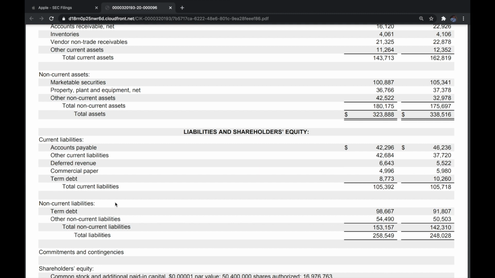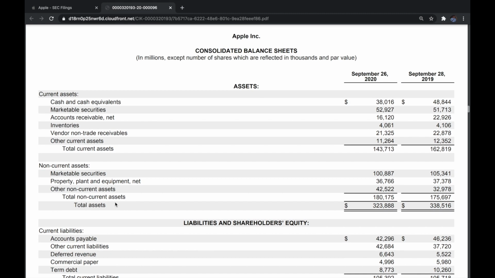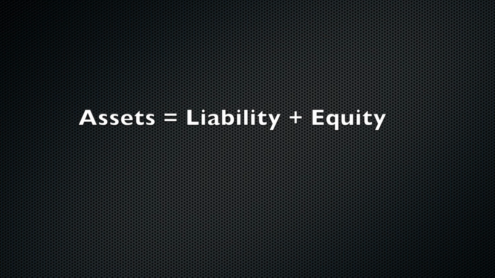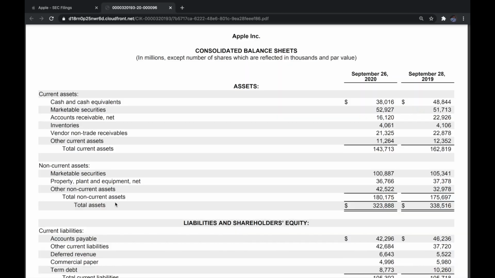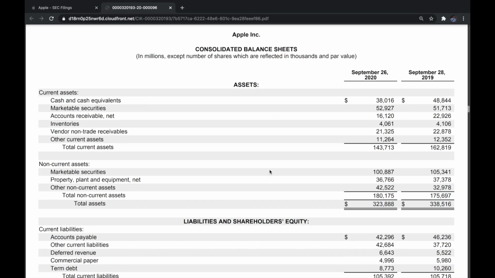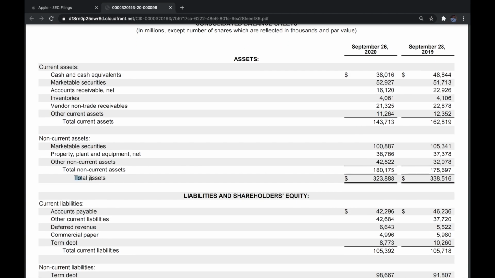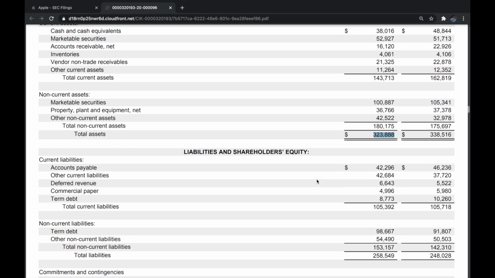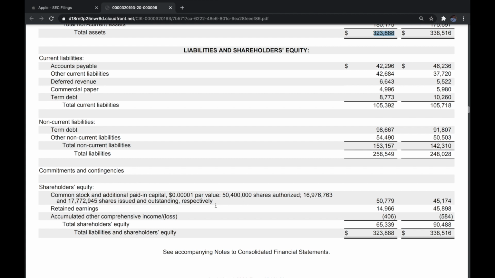So, and the very last thing to mention before we go is actually the main equation of the balance sheet, which is asset equals to liability plus equity. So as an example of Apple, we can see that our total asset is 323 billion. So the same as we have for liability plus equity, 323 billion.